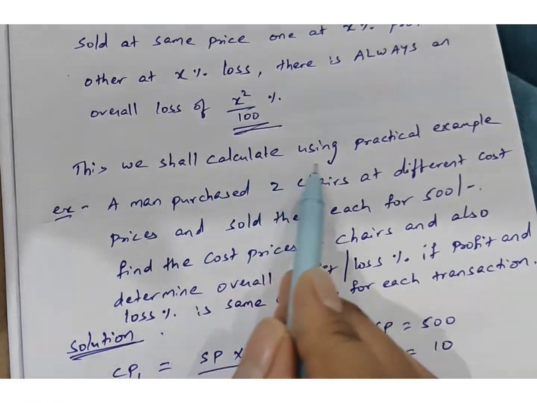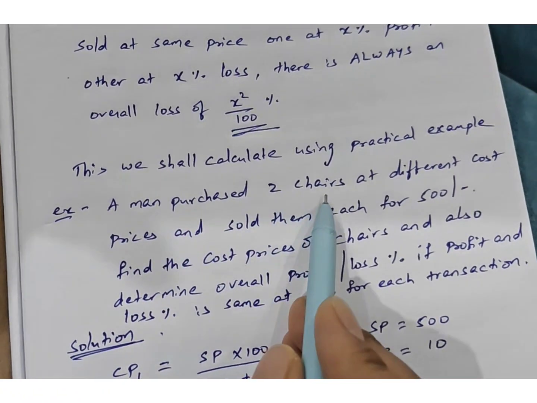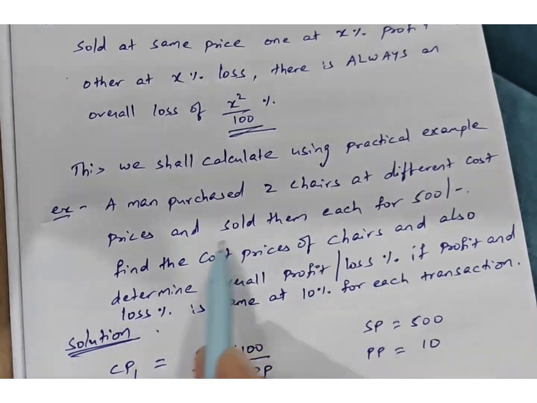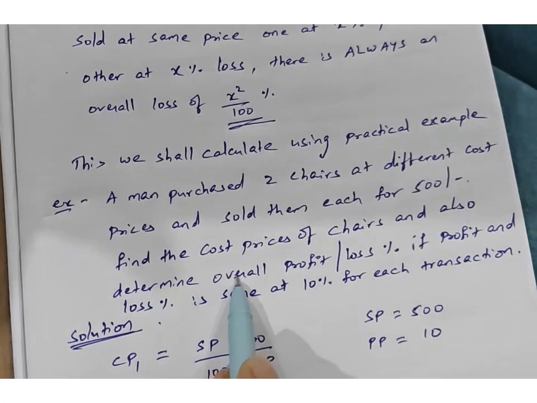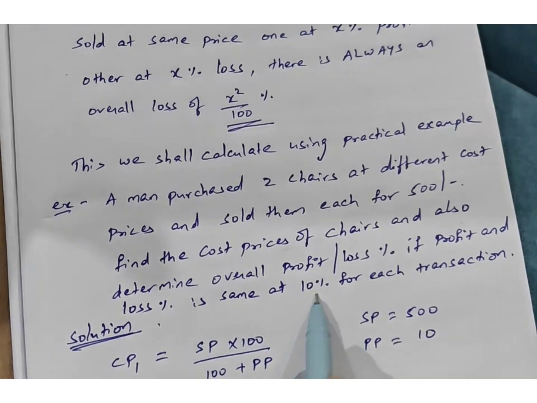A man purchased two chairs at different cost prices and sold them each for 500 rupees. That is, the selling price is fixed here. Find the cost prices of the chairs and also determine the overall profit or loss percent if the profit and loss percent is the same at 10% for each transaction.